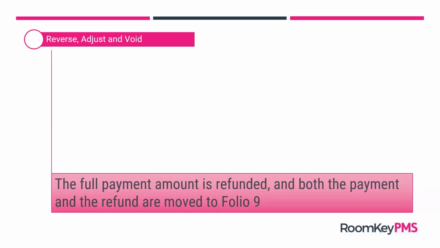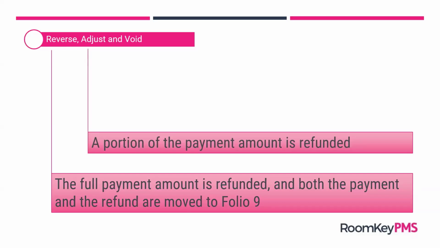So it's kind of like an undo button or the ability to fix an error, a posting error, for example. Now, an adjustment allows you to refund a portion of the payment. It does not move the transaction, so any adjustments, whether you do a full refund or a partial refund using the adjustment or adjust tool, both the original payment and the adjustment will appear as separate line items on the guest folio or whatever designated folio you're using. Those will not be hidden.